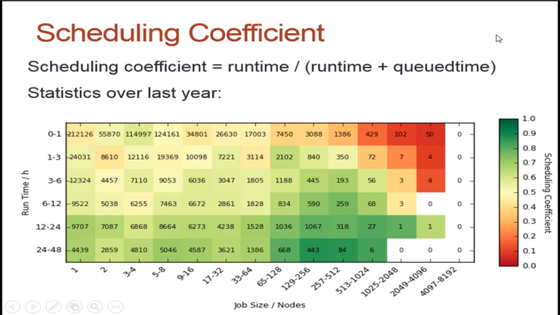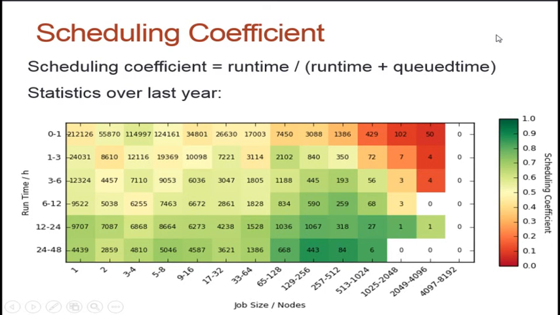This is data from Archer over the last year, statistics over the last year. What's computed is a scheduling coefficient. The scheduling coefficient is kind of a bang for buck. It's kind of how happy you should probably be, from 0 to 1, about your job.